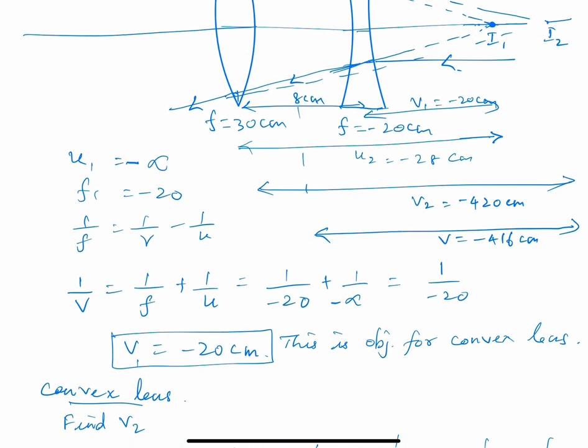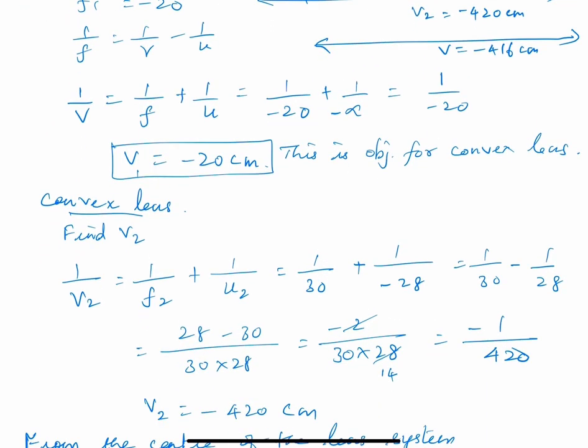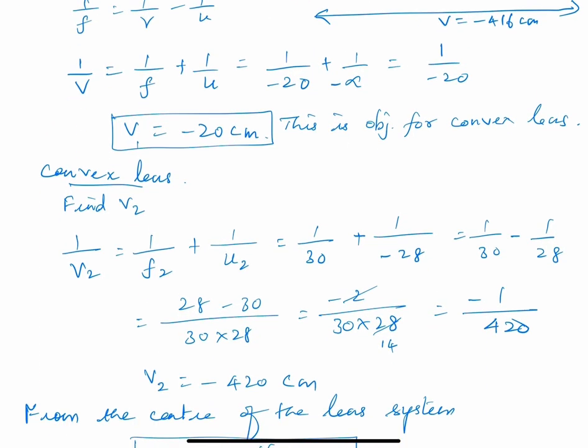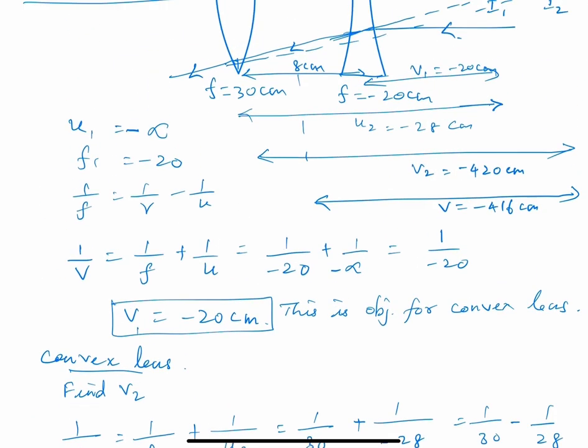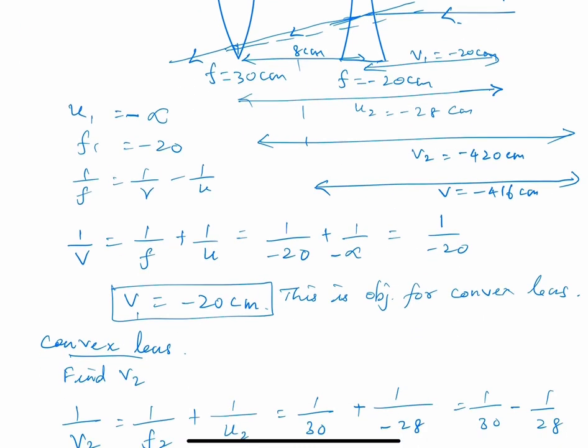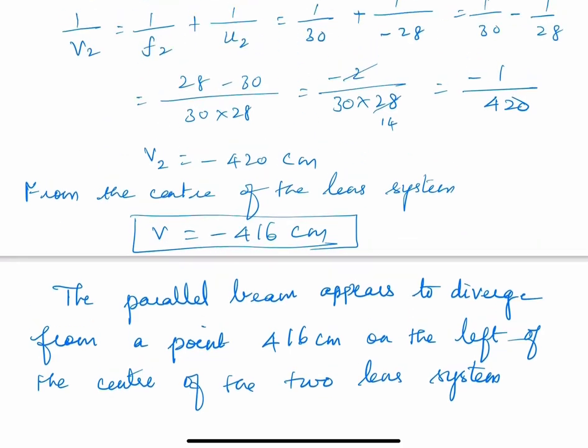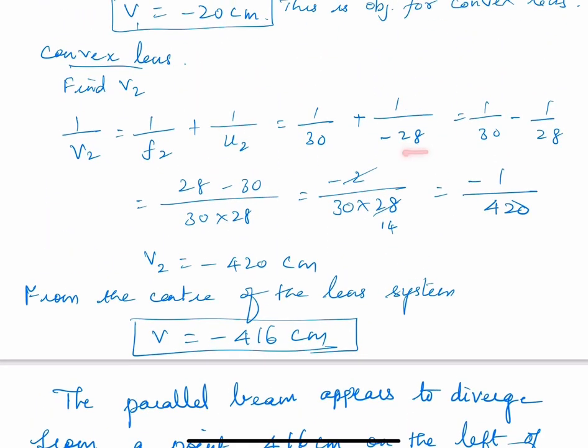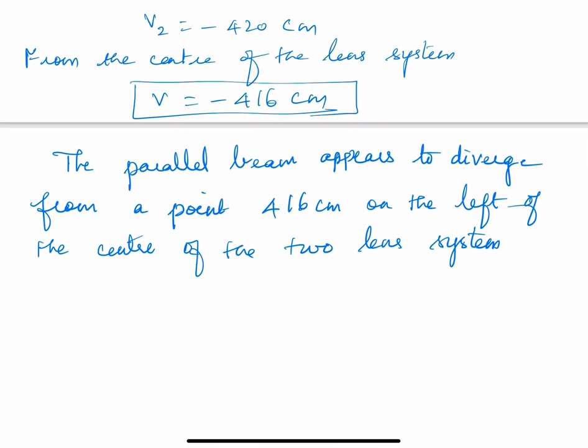Now for the convex lens, we have to find v2, and we are given f2 and u2. We should know u2. This distance is 20, and when you add it to 8, we get 28 centimeter. The object distance is minus 28 centimeter. Substitute, and we find v2 is 420. Now from the center of the lens system, we subtract 4, we get minus 460. So this is the answer.